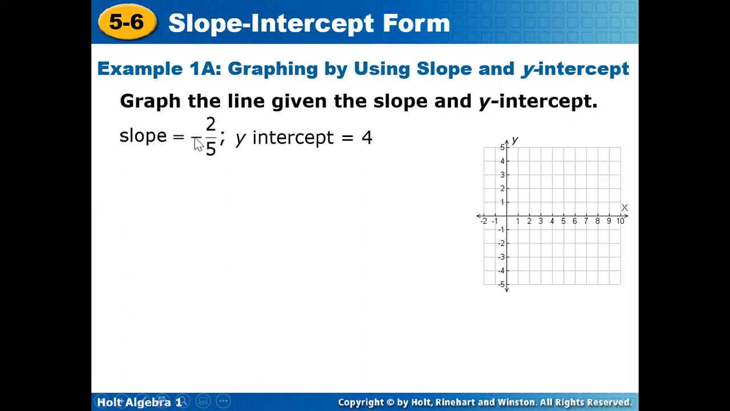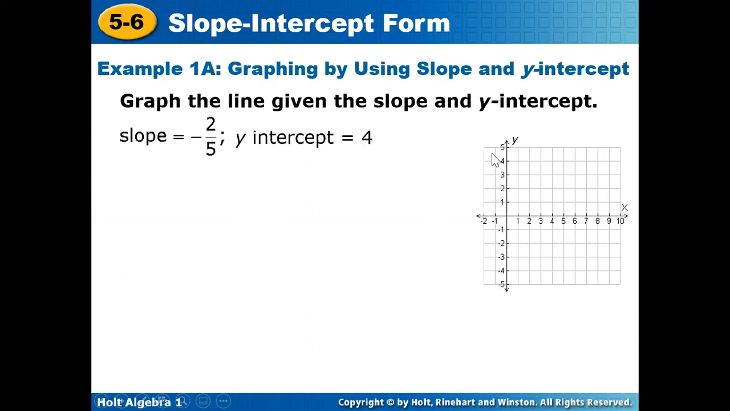You have to attach that negative to either the numerator or the denominator, but not both, right? So it's rise over run. Your y-intercept is 4. We know that means the graph intersects the y-axis at 4, and this is a positive 4, so it will happen right there.